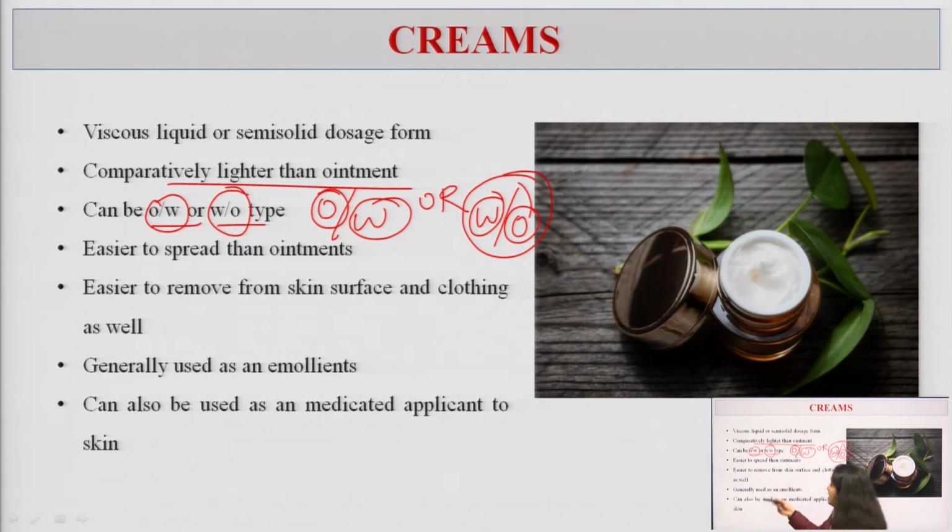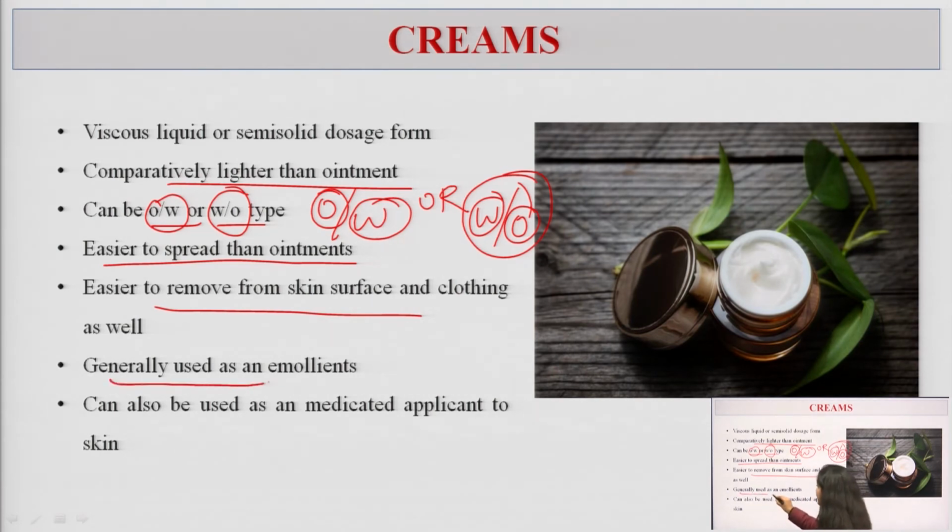Another characteristic is that it is easier to spread than ointment. Definitely, if the consistency of cream is less as compared to ointment, the application becomes very smooth. The application becomes easy as compared to the ointment. And if the application is easy, the removal also becomes easy. Because when we want to remove ointment from a particular surface, we require either a soap solution or some sort of washes. However, such is not the case when we want to apply creams. Creams are easy to apply and at the same time very easy to remove as well.